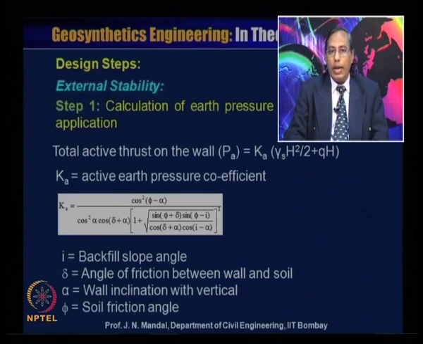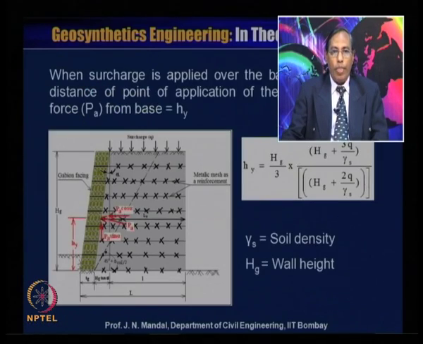So you know that the total active earth thrust on the wall, Pa, is equal to Ka into gamma s into H square by 2 plus Q into H, that is due to surcharge. And Ka, you know, is the active earth pressure coefficient. Here beta is the backfill slope angle, delta is the angle of friction between wall and soil, alpha is the wall inclination with the vertical, and phi is the soil friction angle. So all values are known, you can calculate that K value.